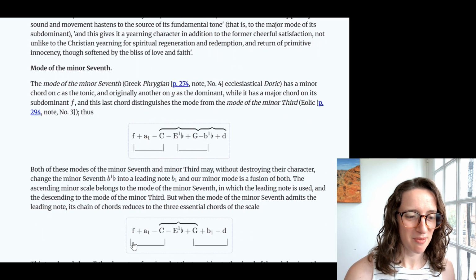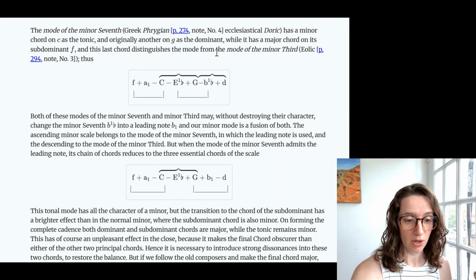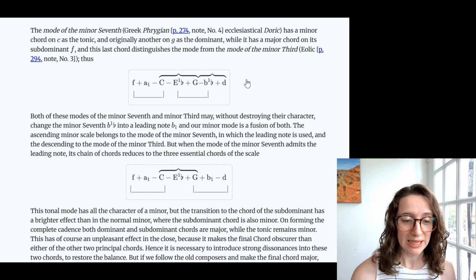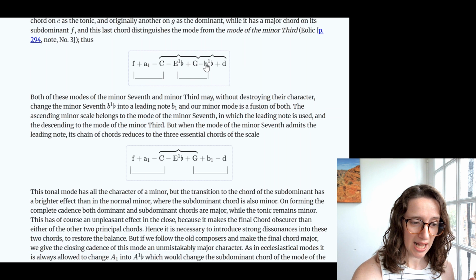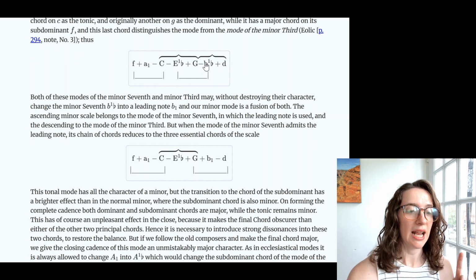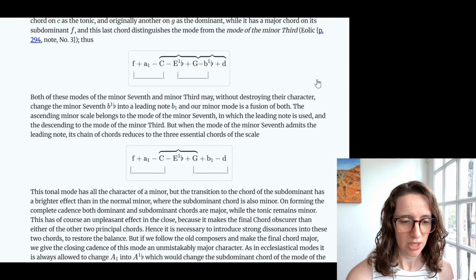Next, we have the mode of the minor seventh. This is close to the mode of the minor third with a minor tonic and a minor dominant chord, but it differs with this major subdominant chord. So if we try to form a complete cadence in this mode, and we make this B flat a B to get our leading tone, then both the dominant and the subdominant are major, leaving only the tonic as minor, which is a bit strange.